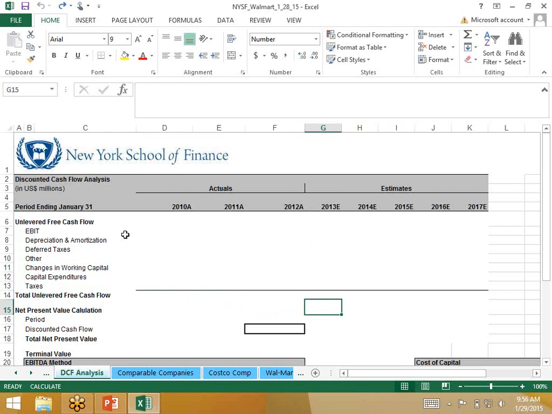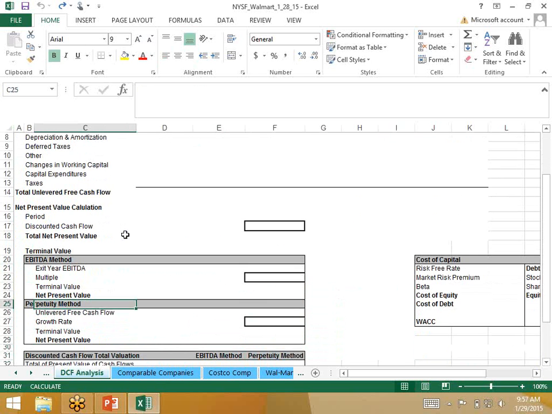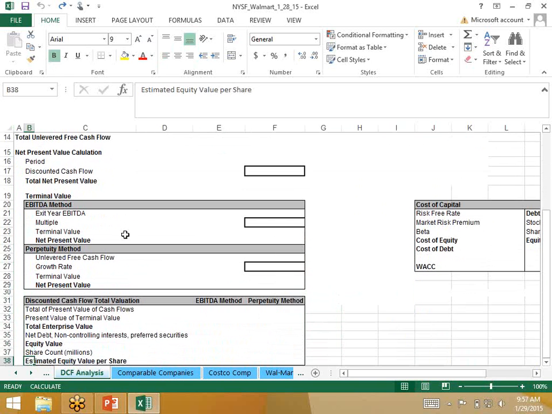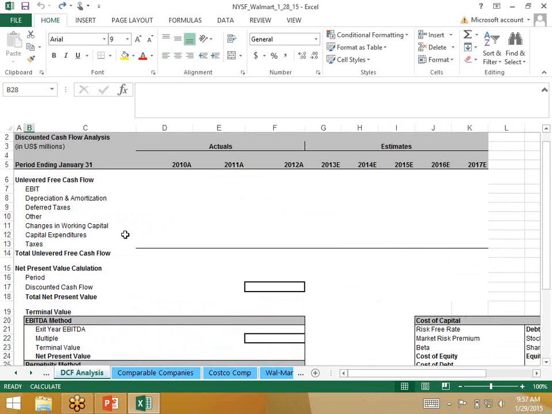CapEx, taxes, unlevered free cash flow. We'll discount those values to present value. Forget about the WACC for now. We'll just use 10%. Next week we'll talk about the WACC. And then we'll calculate the terminal value both ways. EBITDA method, perpetuity method, come up with a value. We'll talk about it. That's what we'll do after the break. So let's take a break now, and then we'll get into this. Make sure you have this model all ready and prepared.